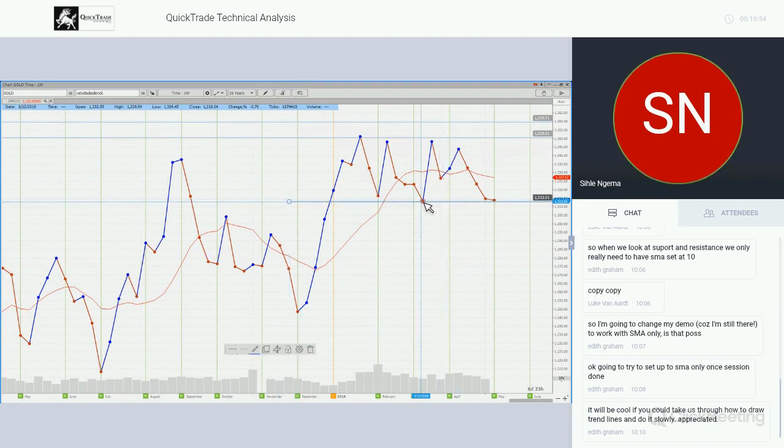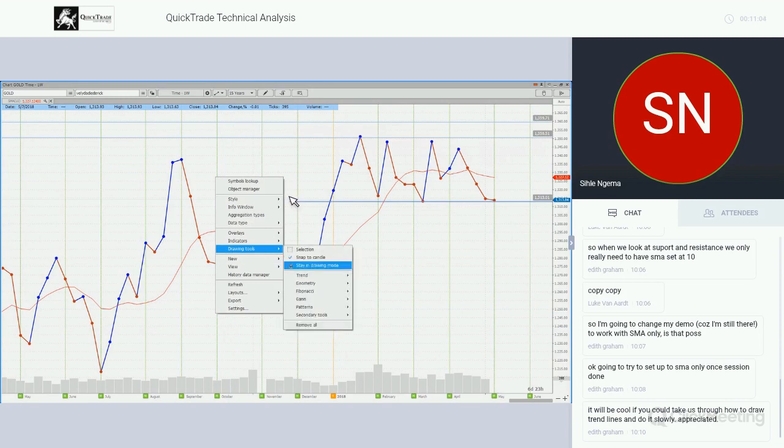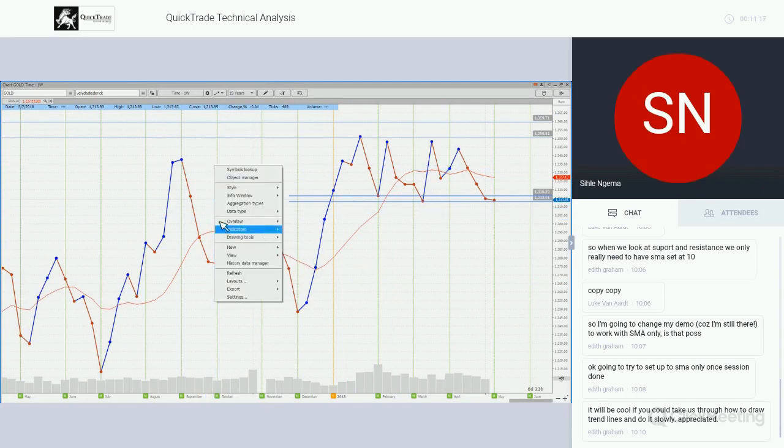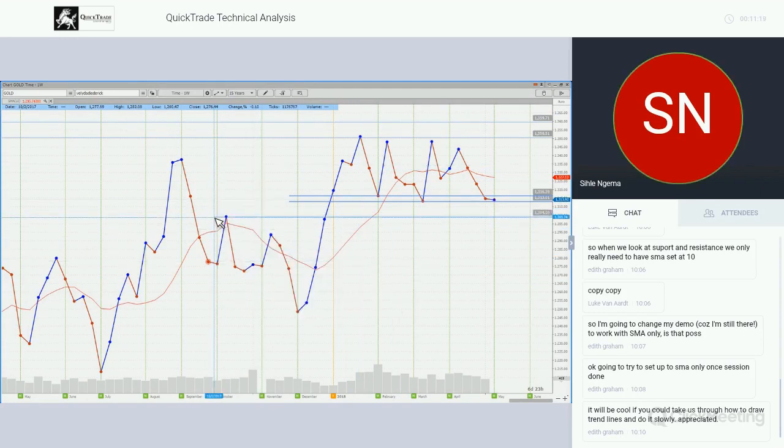This area is your support. It's at the bottom. It's your support. It's around 1,313. That's where the price of gold is actually trading right now. And we have another layer of support around 1,303.